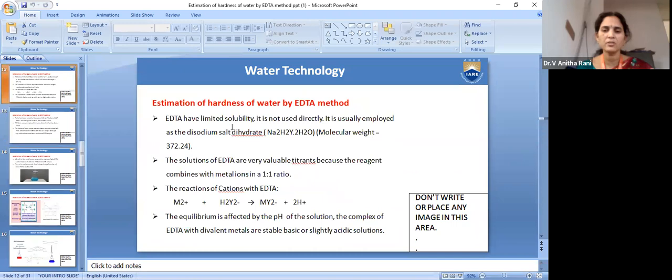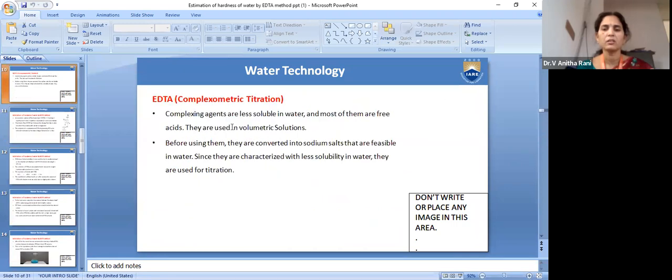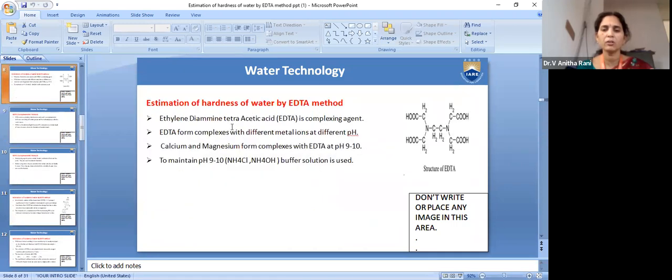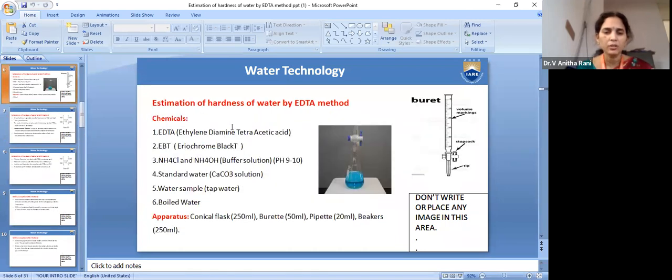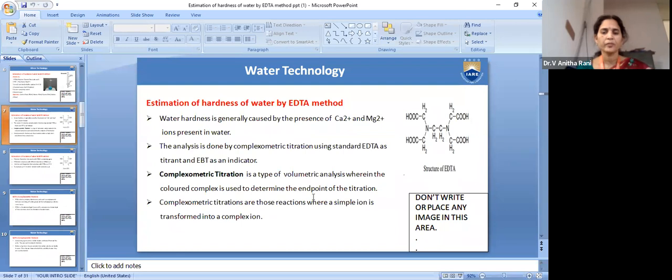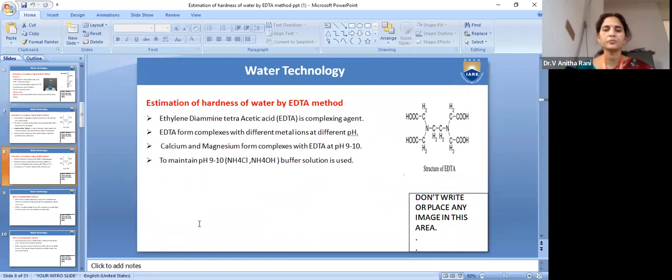So it is known as complexometric method, because here EDTA is forming complex with metal ion, either calcium or magnesium. Complexometric titrations are those reactions where a simple ion is transformed into a complex ion. So these are no need to write, but you can understand why it is called complexometric method. Okay.